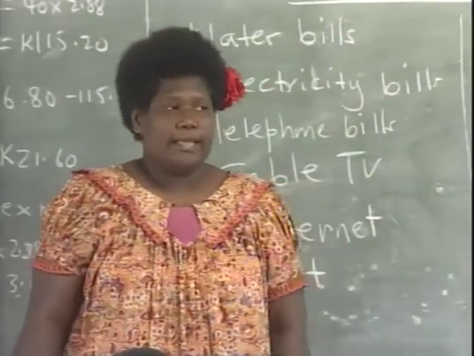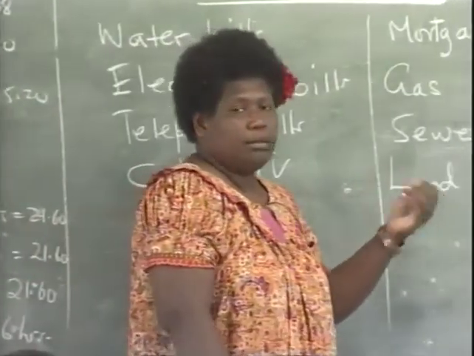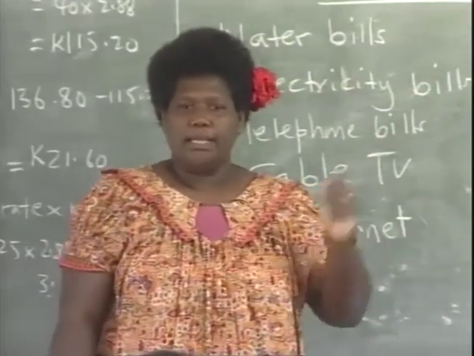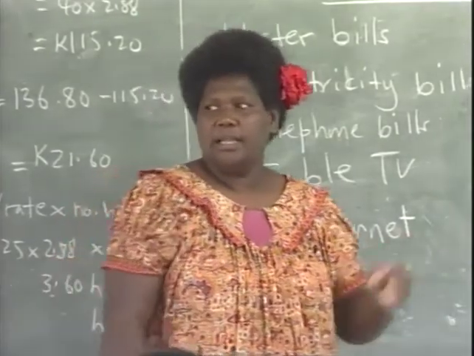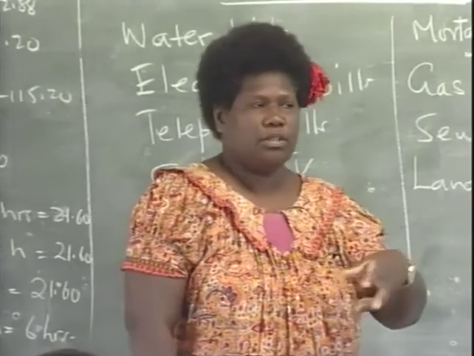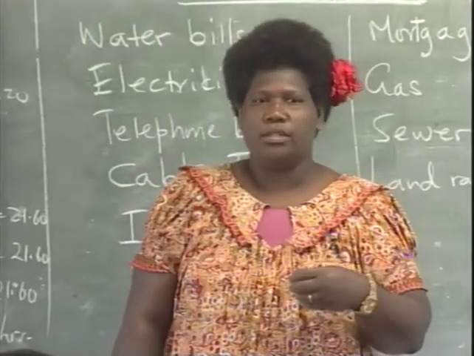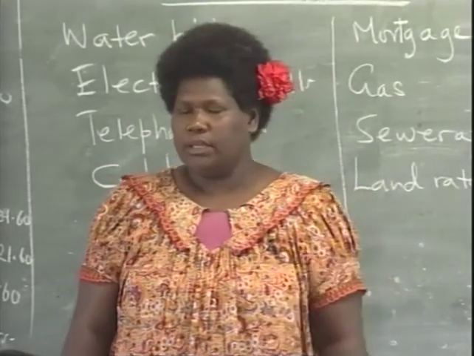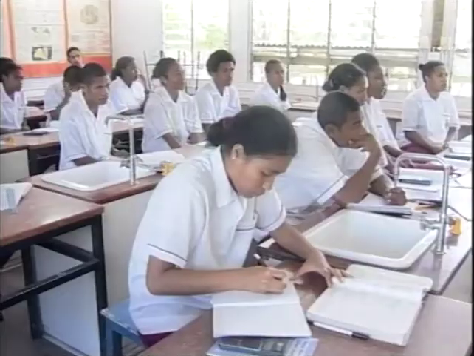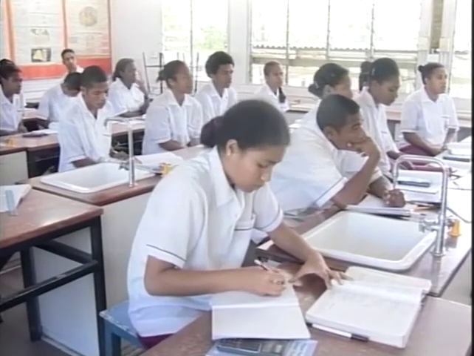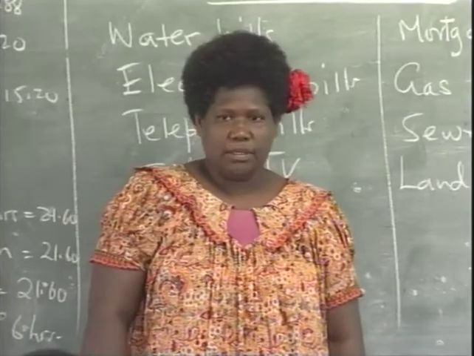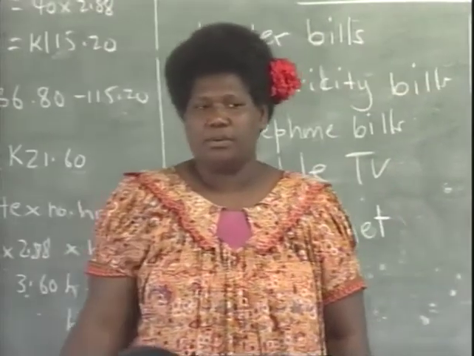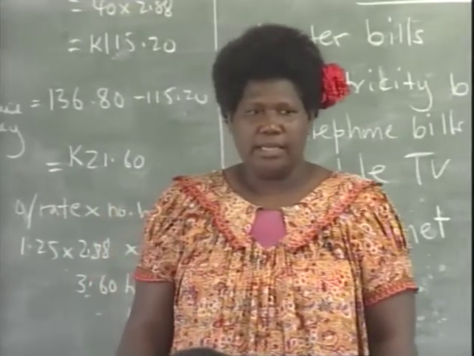Now, what they do is they come and look at the previous reading, and then they get the new reading, and then they take the difference, and that means that's how many units of electricity you have used. And then they give certain rates for that. Different places offer different rates for electricity bills. So what I've got is just some examples of the different rates that can be used.